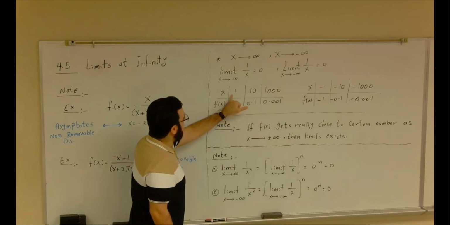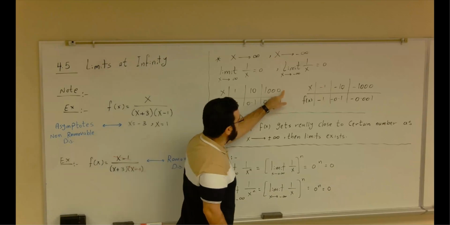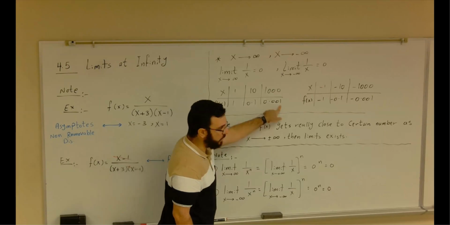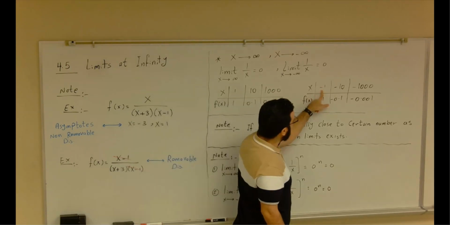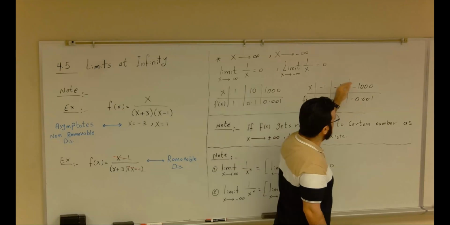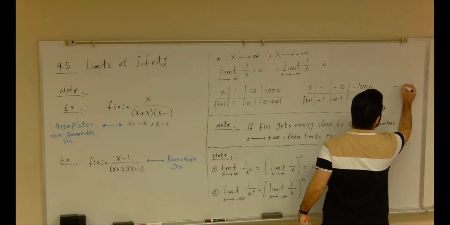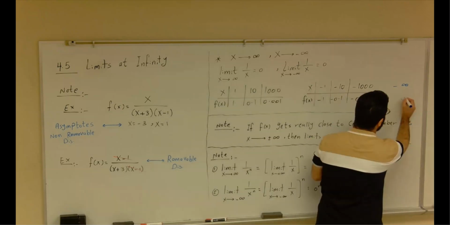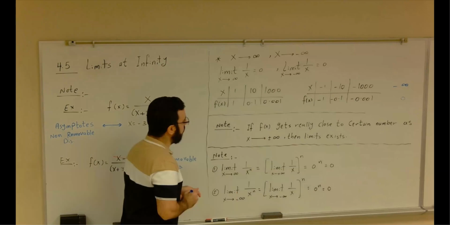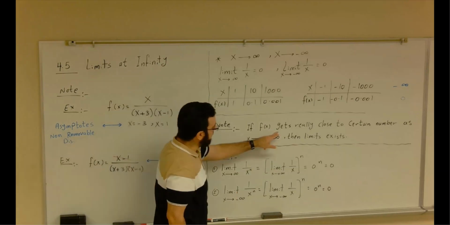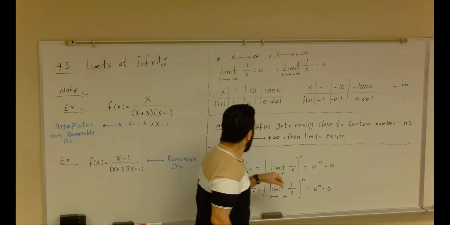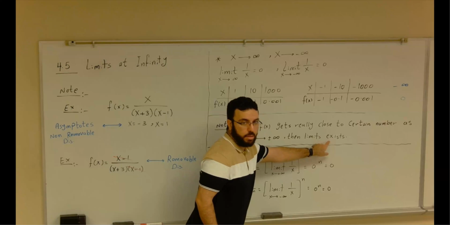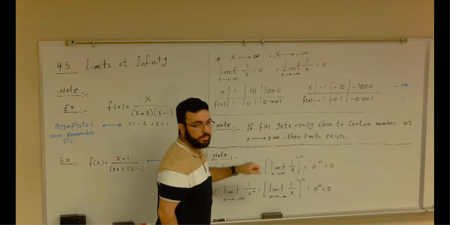Check when x is going to 1,000, 2,000, and keep going up, the limit is going where? Toward the 0. And the same thing from -1, -10, -1,000, that means going to the negative infinity. The result is going to the 0. So this looks like a rule. If f of x gets really close to a certain number as x goes to infinity and negative infinity, the limit exists. That means there is a limit, but it's going to be infinity or negative infinity.